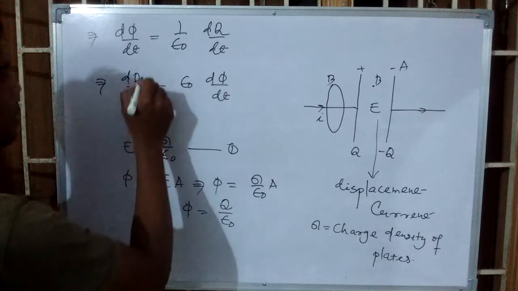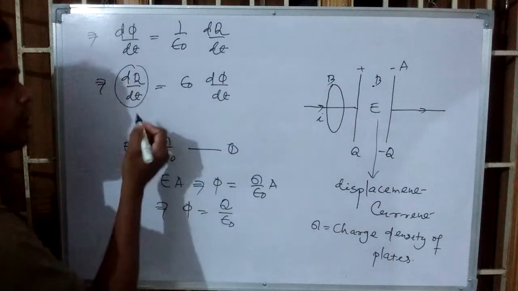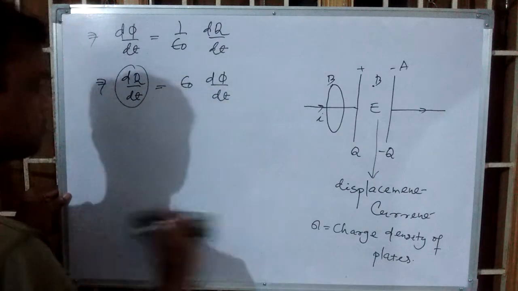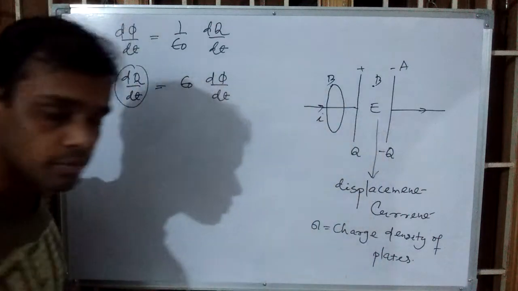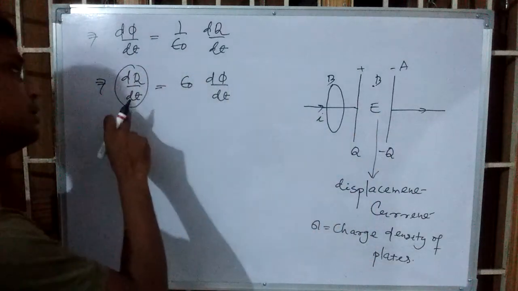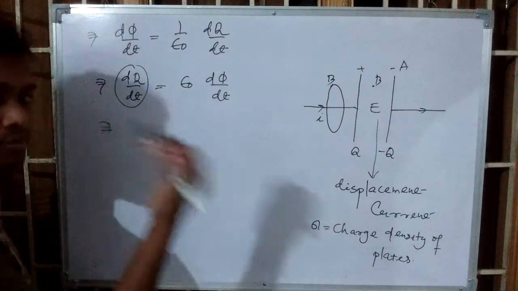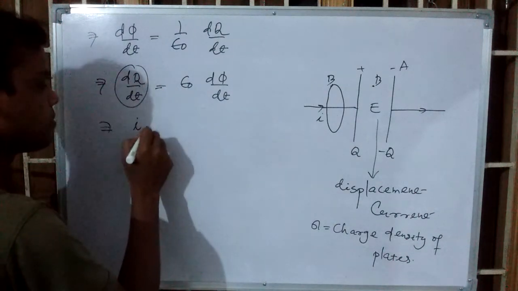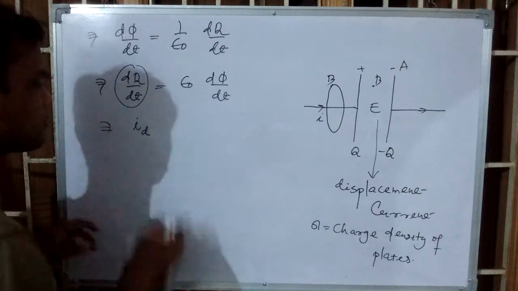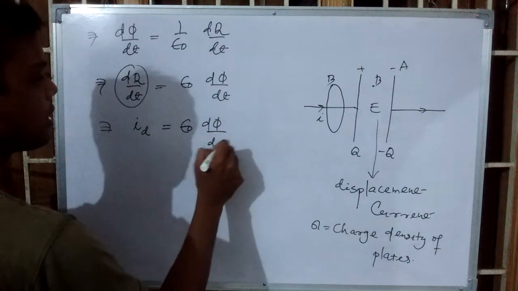Now you see, on the left side there is a term which is dq by dt. What is dq by dt? It's nothing but a current. So what type of current? We are finding it inside the plates, but how is this possible? It is a current and there is no physical current here. So we shall name it something different. That is called displacement current, I_dis, or simply you can write I_D also. Displacement current is equal to epsilon naught d phi by dt.